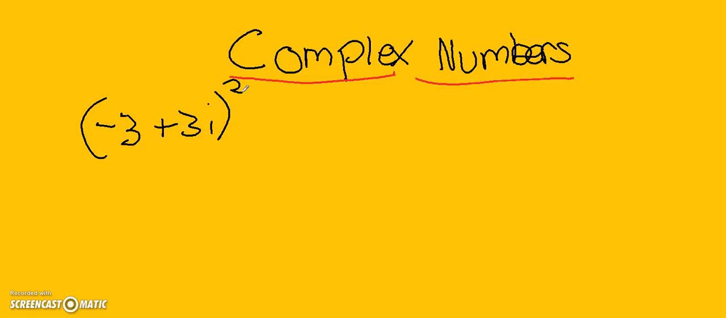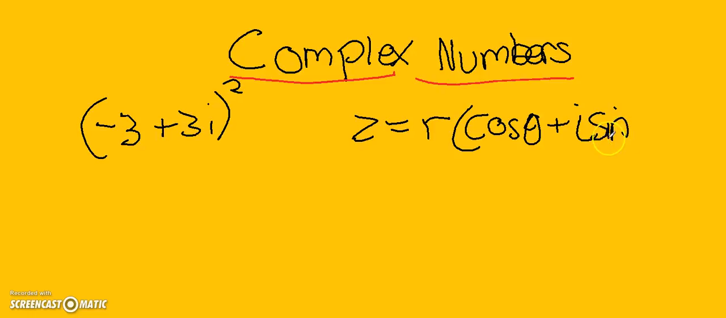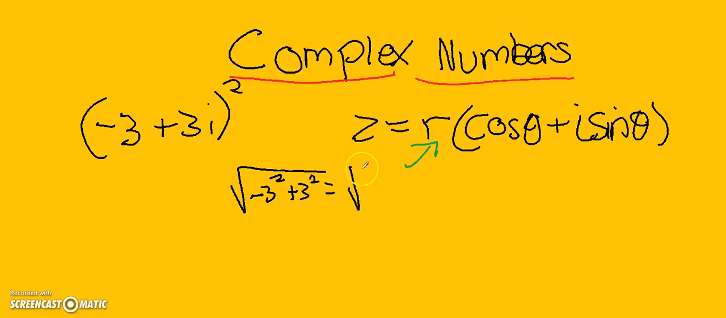So we need to find r. If you didn't know, in trig form, z is equal to r times the cosine of theta plus i sine of theta. So first we have to find r. The way we find r is we take the square root of -3 squared plus 3 squared, which equals the square root of 9 plus 9, which is the square root of 18. 18 is 9 times 2, and 9 is a perfect square, so this is just equal to 3 root 2.